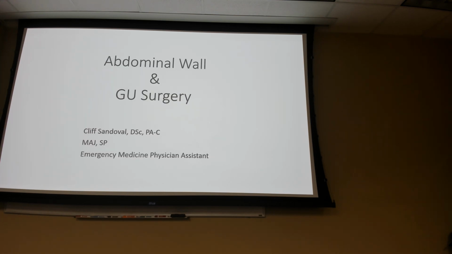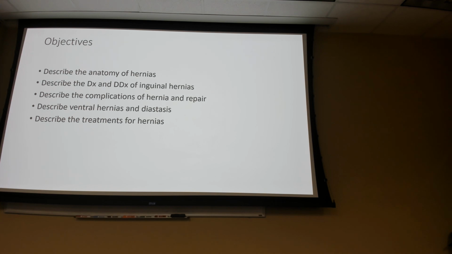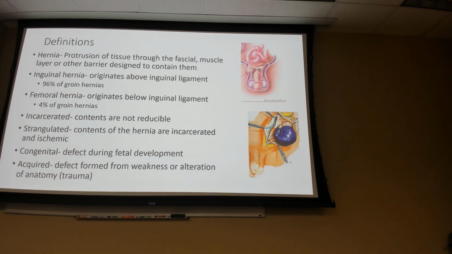All right, today we're talking about the abdominal wall, mostly hernias. We'll talk about some groin pain as well. Here's what we're going to go over today. We'll look at the anatomy, which is important, just kind of identifying what type of hernias we have, just based on anatomical structures. All right, so hernia is protrusion of tissue through some sort of fascial, muscle layer, or other barrier that's supposed to contain them.